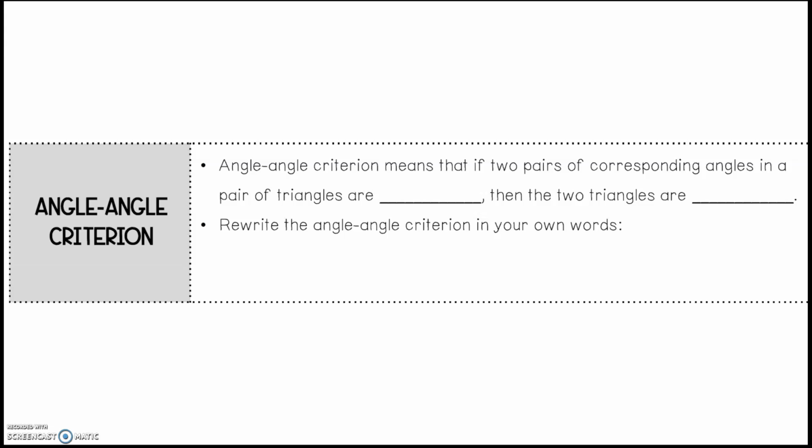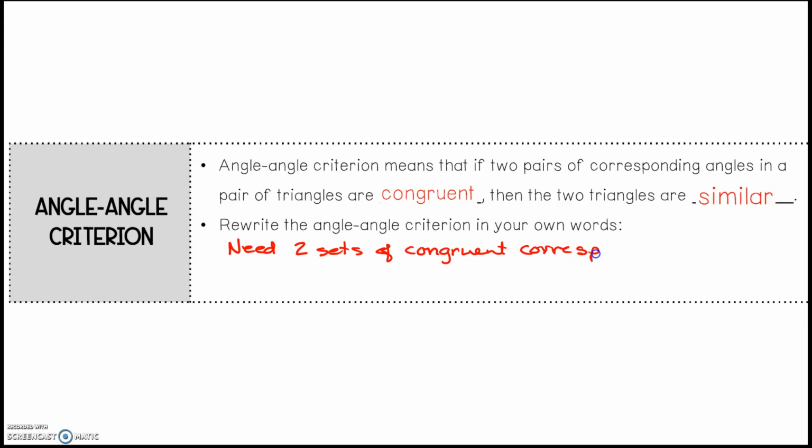Angle criterion means that if two pairs of corresponding angles in a pair of triangles are congruent, then the two triangles are similar. So I just say we need two sets of congruent corresponding angles to prove similarity.